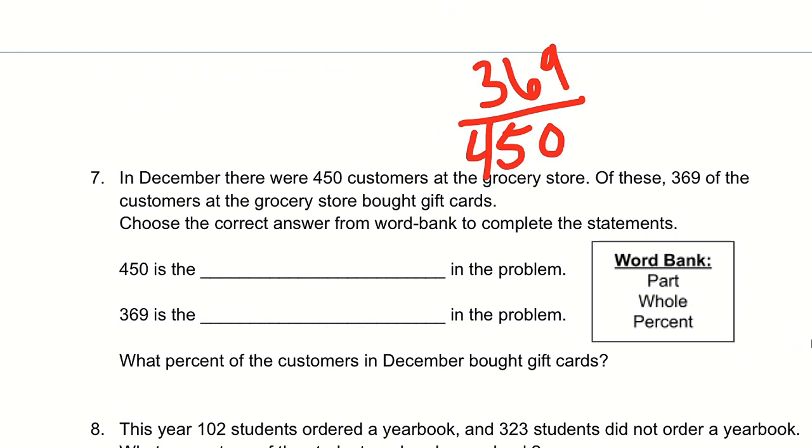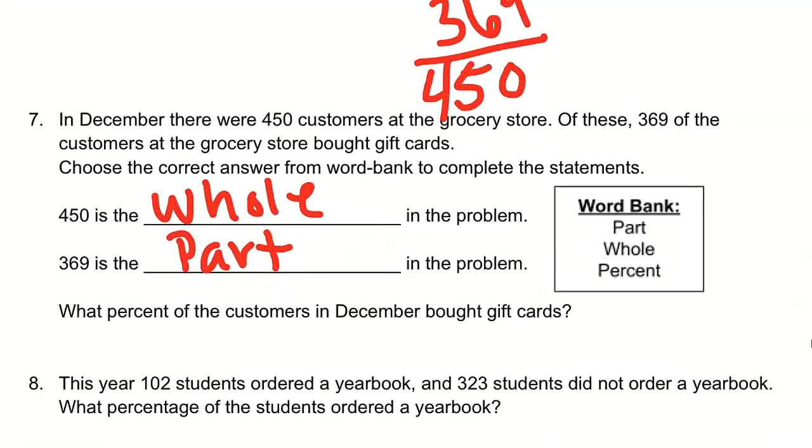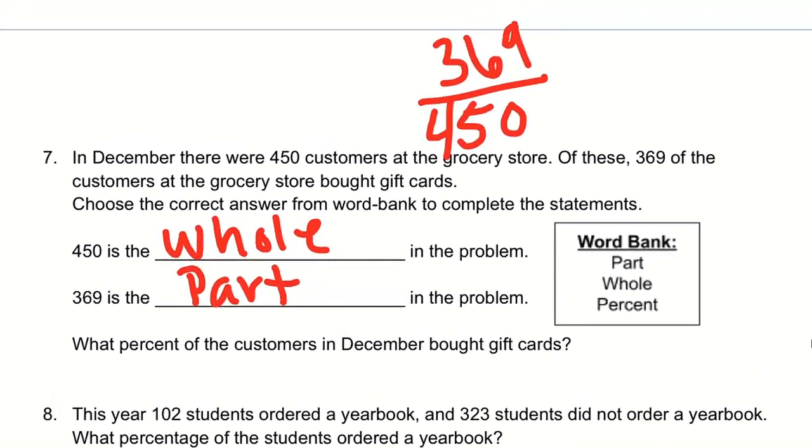So if I look at my word bank, for 450, that one's going to be my whole. And then that must mean my 369 is my part. Notice how they tried to trick you and they flipped the order. Yep. How rude. Okay, so now it wants us to find the percent of customers in December who bought gift cards. Fraction bar equals fraction bar.